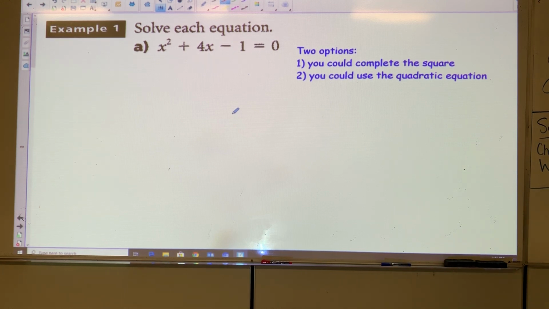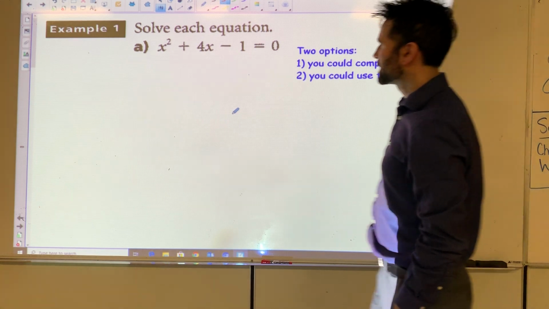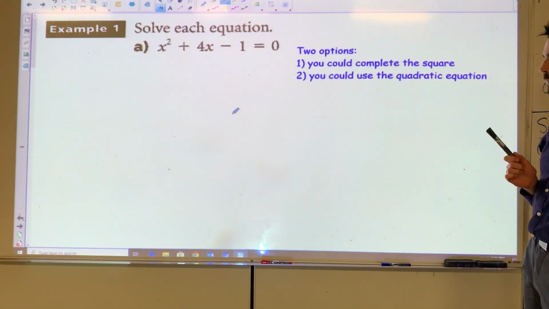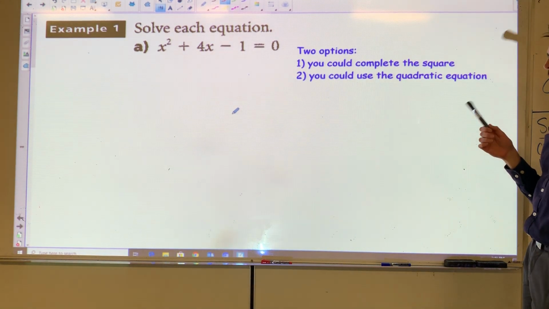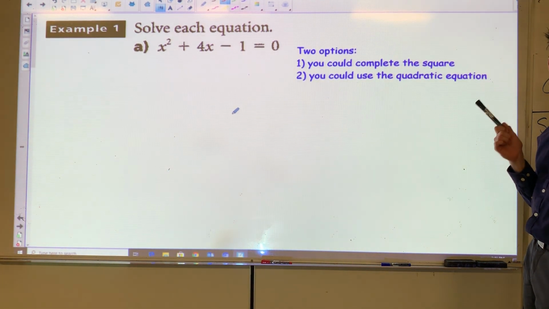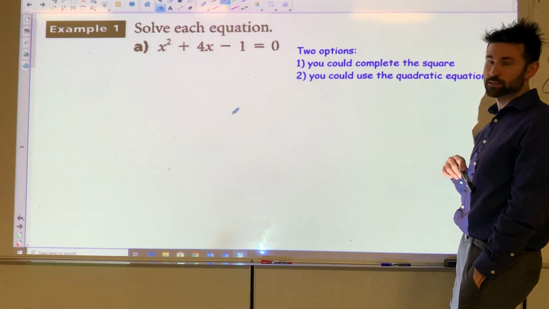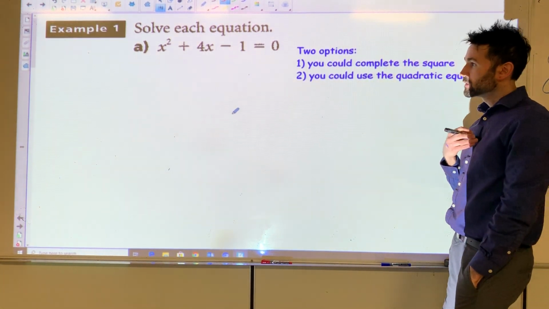Oh, this is really similar to the mental math one we did, but we got a different sign here. So how are you going to know that you need to use the quadratic formula? Okay, so if I say solve, and you can't factor it easily, one of your options is the quadratic formula. Or you could complete the square as well, right? Let's look at this.